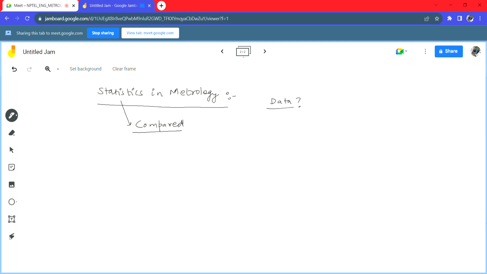Now, what is this data? And why at all do we need this comparison? And what are groups? We'll look into all of these in depth. So data is the information, or rather the result of experiments. In very crude terms, I will define data as the result of experiments. Whatever experiment you do and whatever result you get is data.